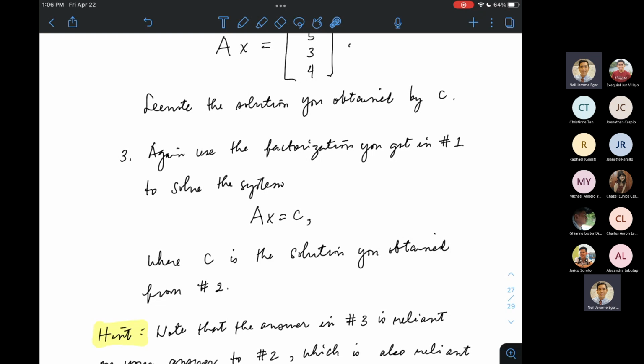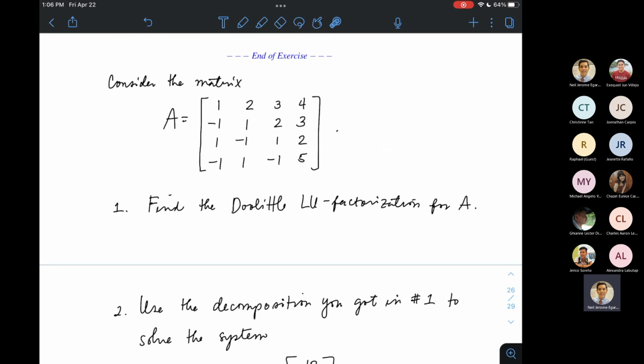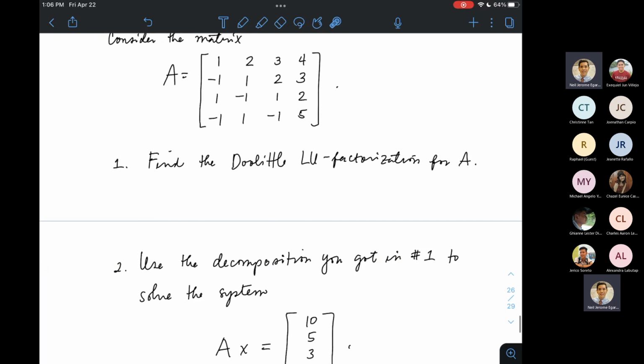So kung ayaw nyo mag-propagate yung mali, or gusto nyo i-check kung tama yung sagot nyo sa bawat step kasi kailangan nyo yun sa next step, do the sanity checks along the way. Una, magkakaroon ka raw ng LU factorization, edi gawin mo, pa-multiply mo sa matrix calculator yung L times U. Check mo, equal ba siya kay A? If yes, then you proceed. Okay? Proceed ka sa susunod.